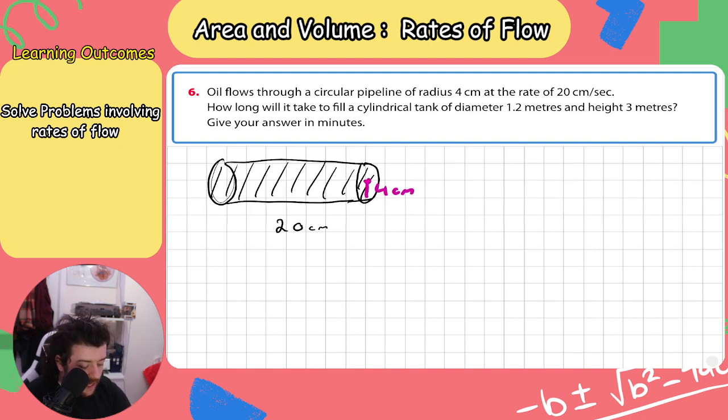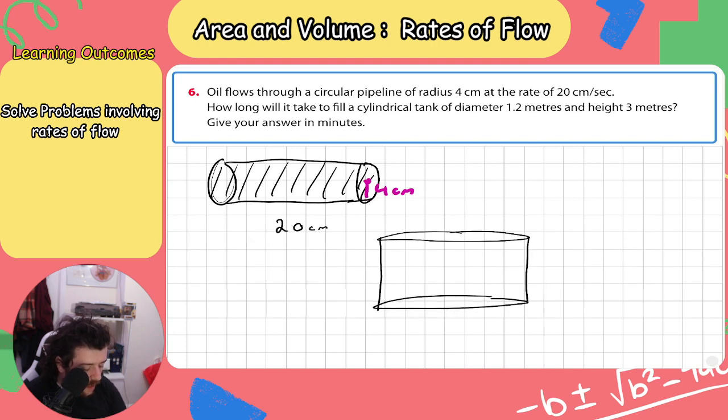So what's happening here is I have a cylindrical pipe here, or a cylindrical tank, I should say. And this is collecting the oil that's falling out. So the oil is coming out here and filling up this tank. So I want to find out how long will it take for it to fill up the tank. So that's where I need to find my rate of flow.